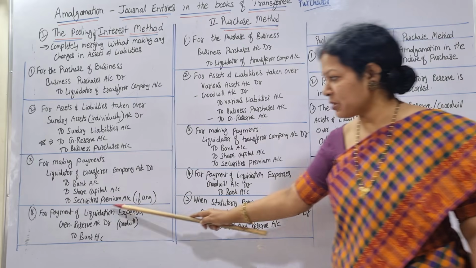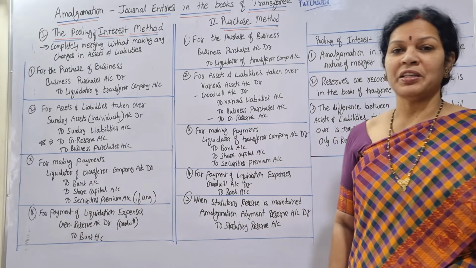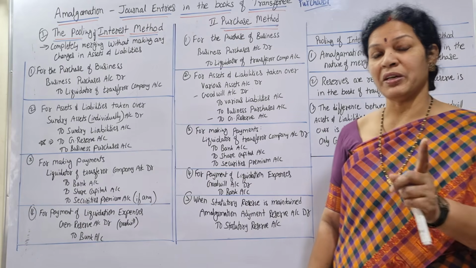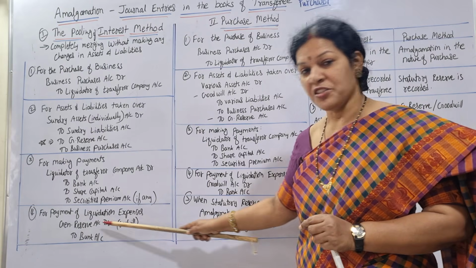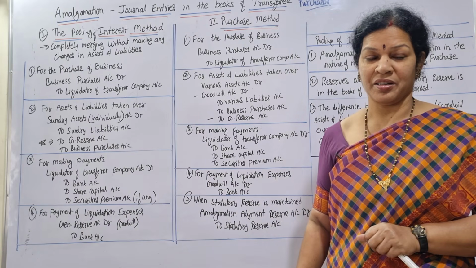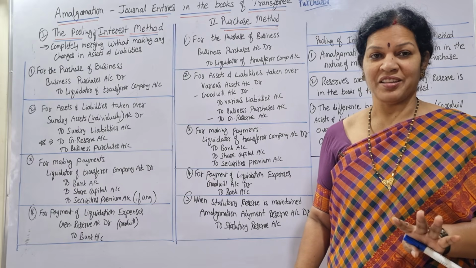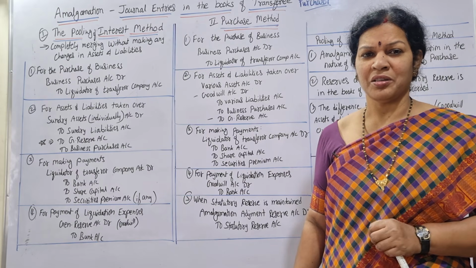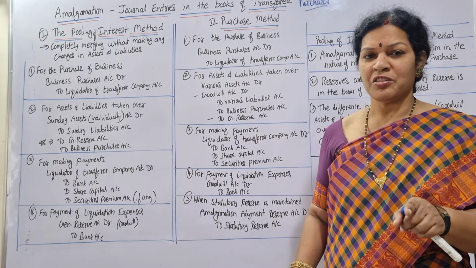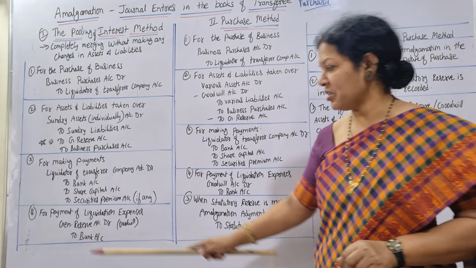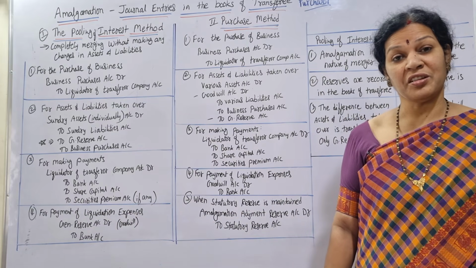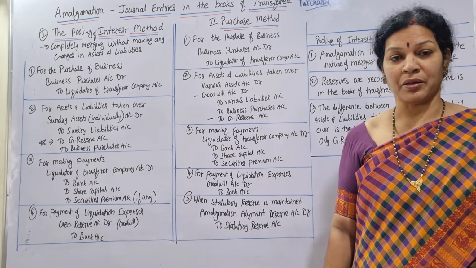Last one is for payment of liquidation expenses. Expenses we have to make the payment. Whenever you are making the entry, it comes general reserve account at R. You never heard this, right? First time you are hearing. Why to transfer to the general reserve account? Assuming that this is through the general reserve. So general reserve account at R to bank account.